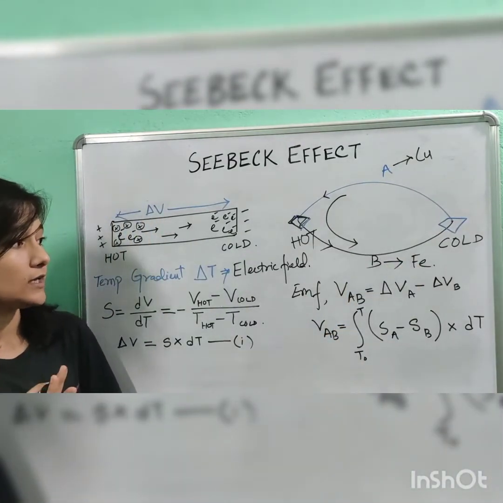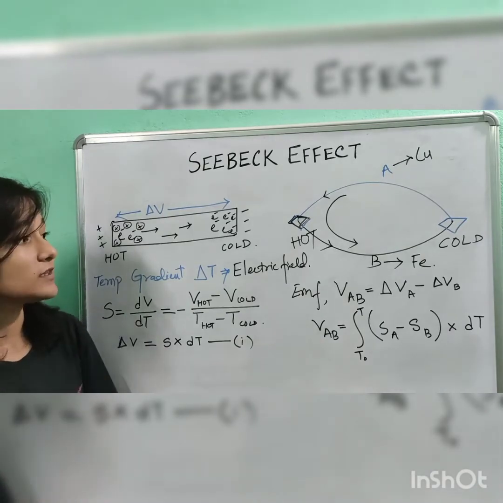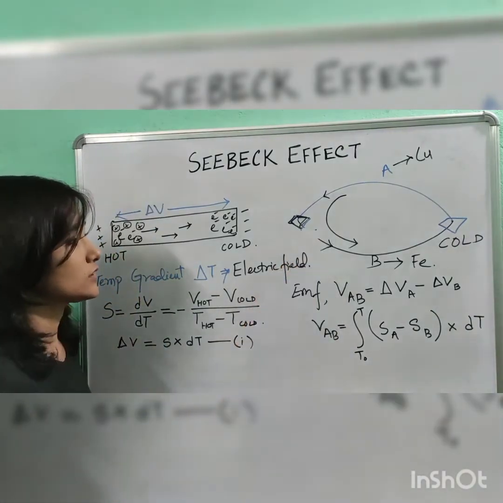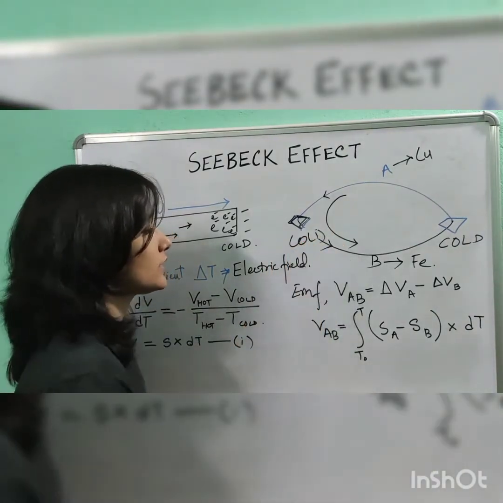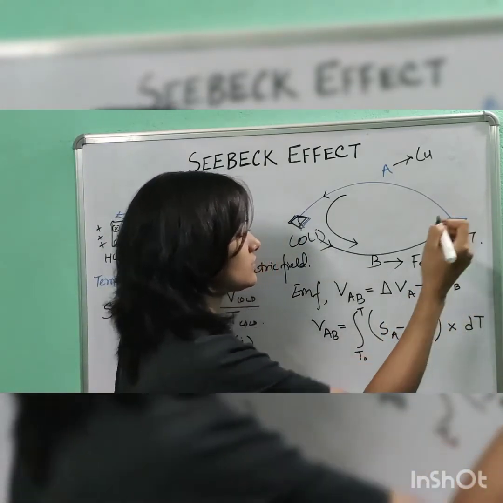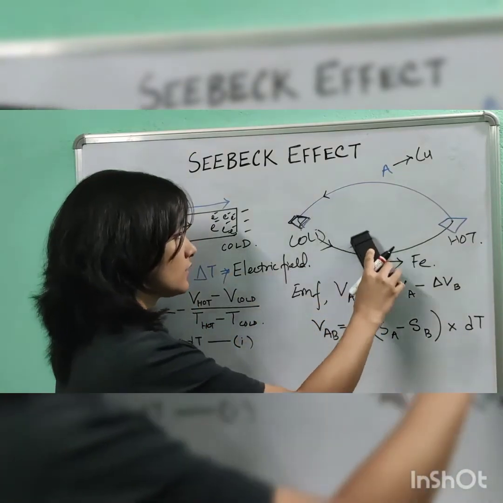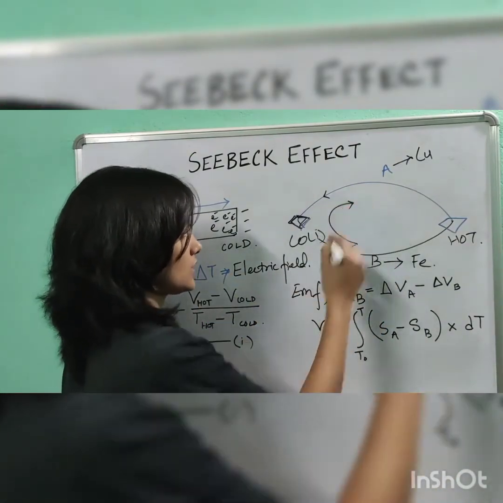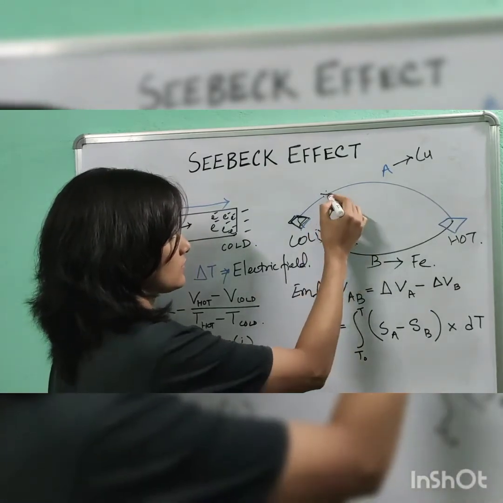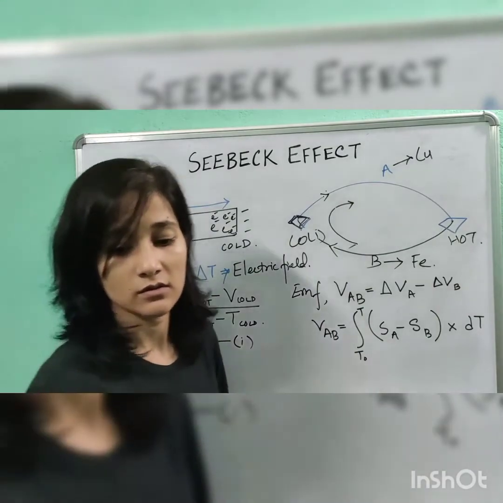A very important property of the Seebeck effect is that if we interchange the hot and the cold junction, that is, if I make this junction cold and the cold junction hot, then the direction of the current will reverse. Hence the Seebeck effect is called a reversible process.